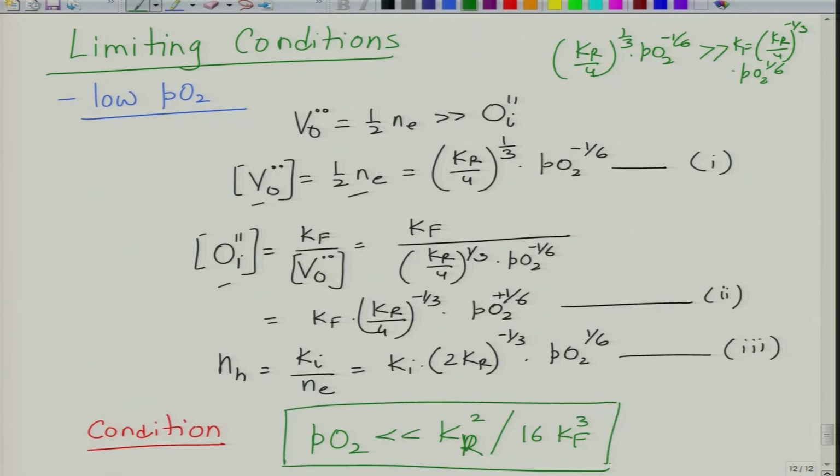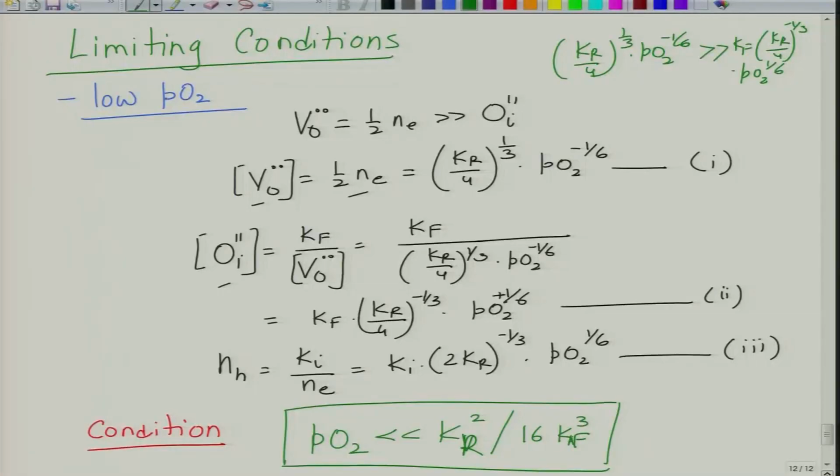So, this is the limiting oxygen partial pressure, that PO2 must be smaller than Kr square divided by 16 Kf cube. And what is Kr and Kf? Kr is nothing but exponential of minus delta Hf by Kt, and Kf is nothing but exponential of minus delta H of anti-Frenkel defects divided by Kt. Sorry, this is Af, not anti-Frenkel, but that is okay. So we can write Kaf similar to Kf. Frenkel, anti-Frenkel, it can be interchanged. So, this is the limiting pressure for low PO2 conditions.